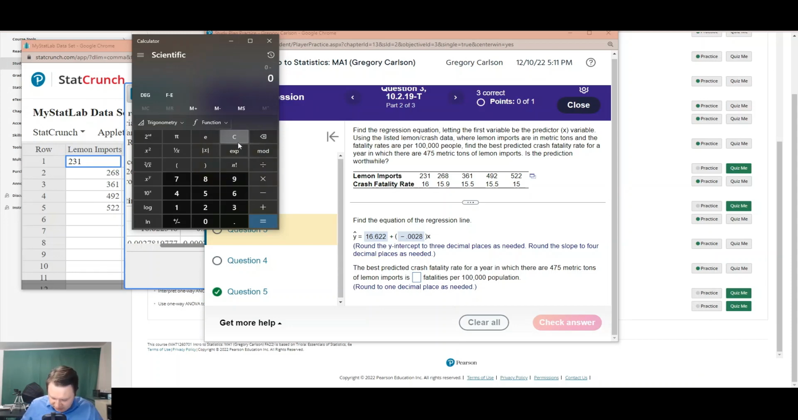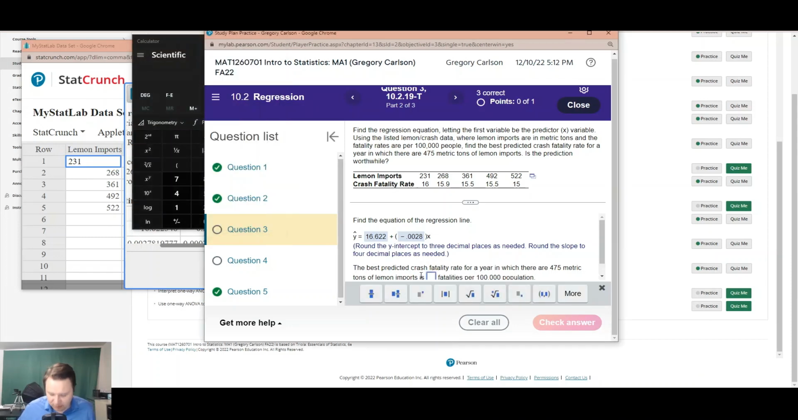So it'll be negative 0.0028 times 475. And then I'm going to make that negative. And then we need to add 16.622. So the best predicted value to one decimal place would be 15.3.